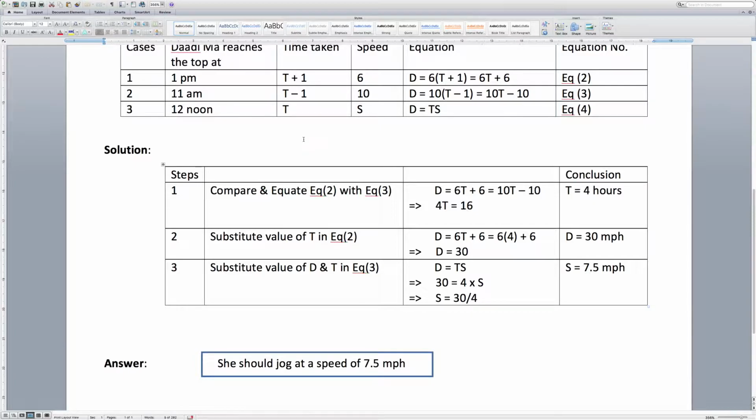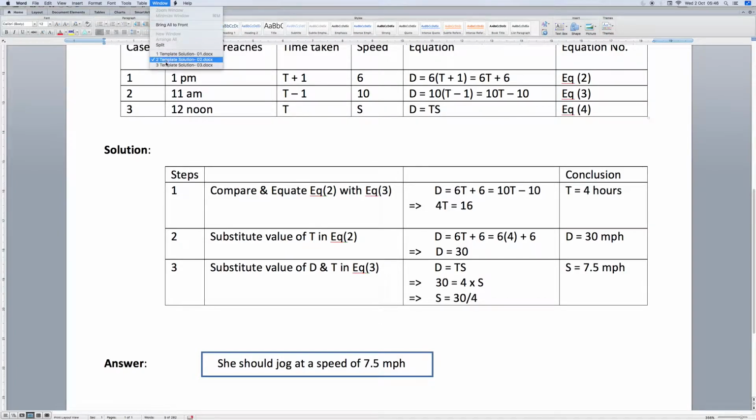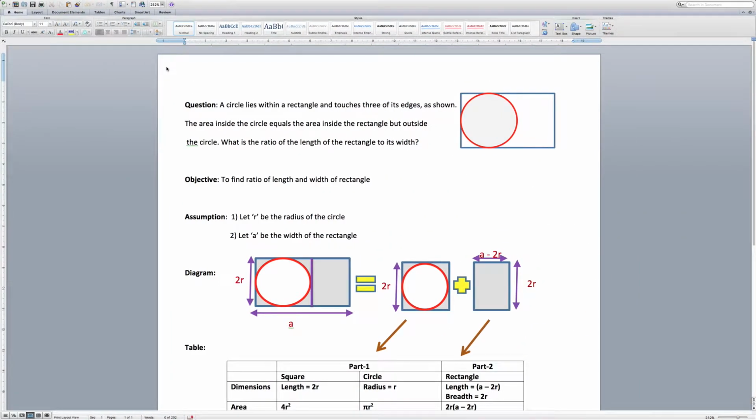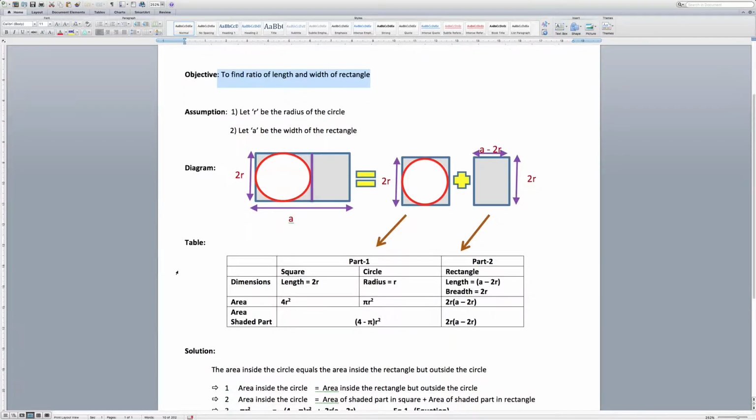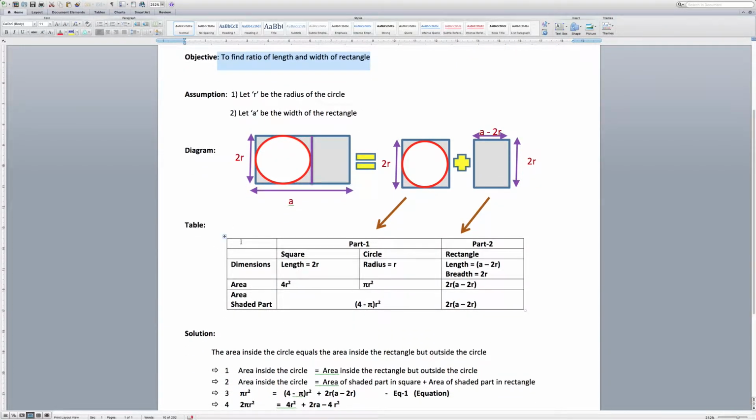Okay, you take a look at it, have a read at your own pace, but let's rush through another template solution example. Again, the objective here, in this case we have actually written the objective. You need not write it, but at least highlight it. So objectives here, you've got the assumptions, you've got the diagram, and then you've got the tabular solution, which helps you in tabulating all the information given to you.